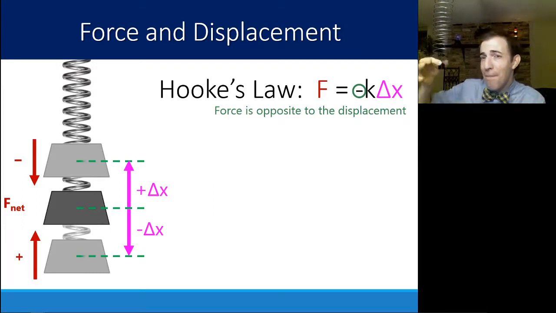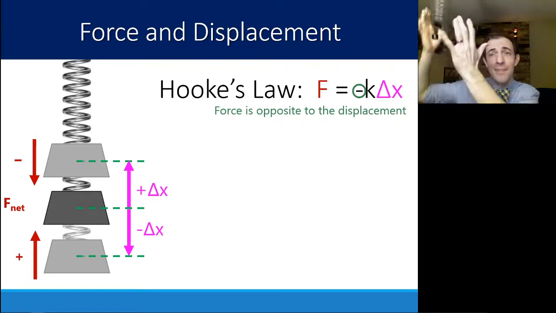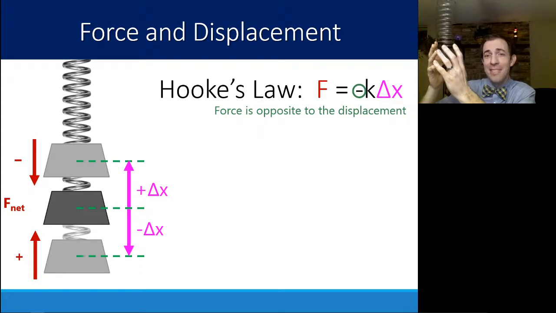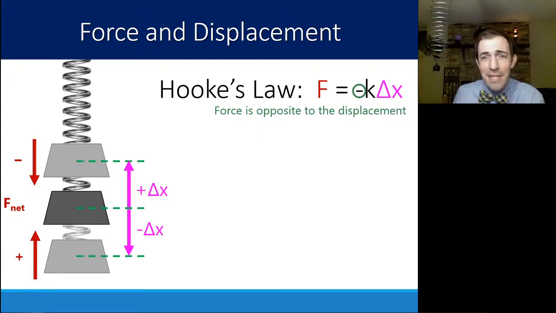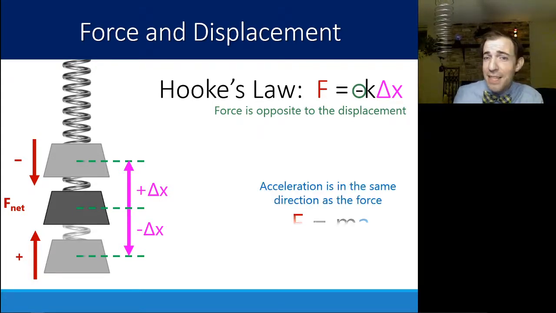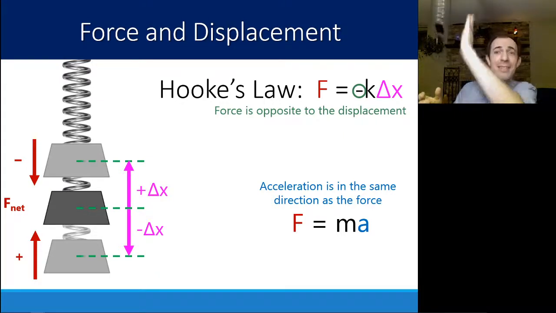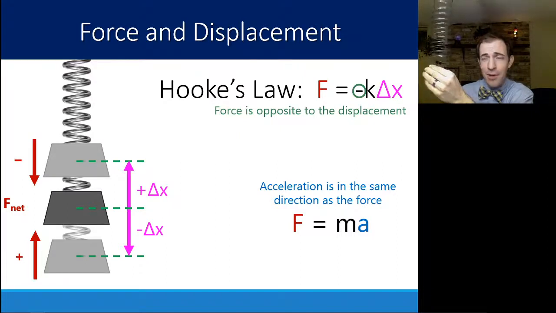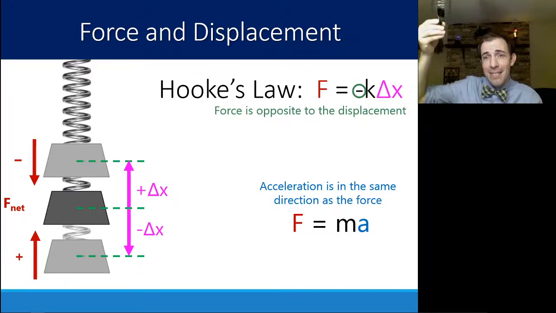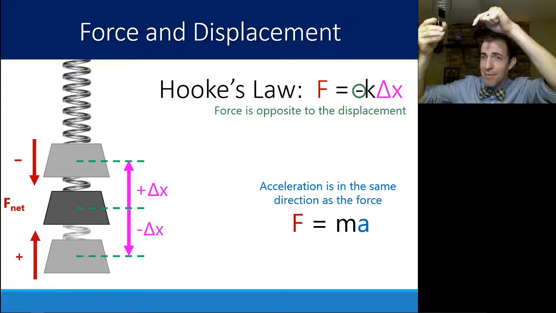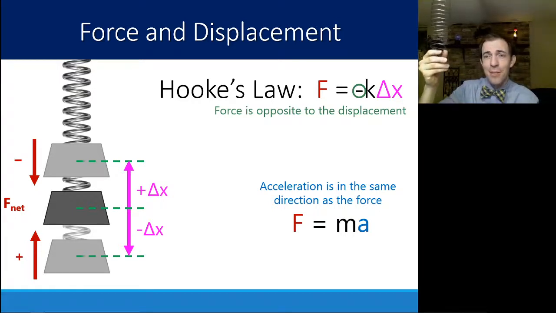But here, if I pull downward, I give it a negative displacement, it's going to result in a positive force. The force is just in the opposite direction of the displacement. Another thing that's important to note is the acceleration will always be in the same direction as the force. So if I pull it down, give it a negative displacement, its positive net force results in a positive acceleration. It accelerates upward. Likewise, if I give it a positive displacement, its negative net force gives it a negative acceleration to accelerate it downward.